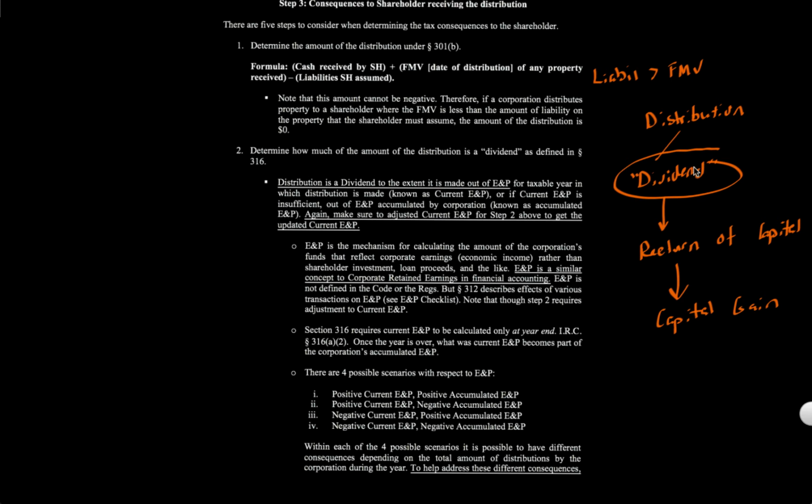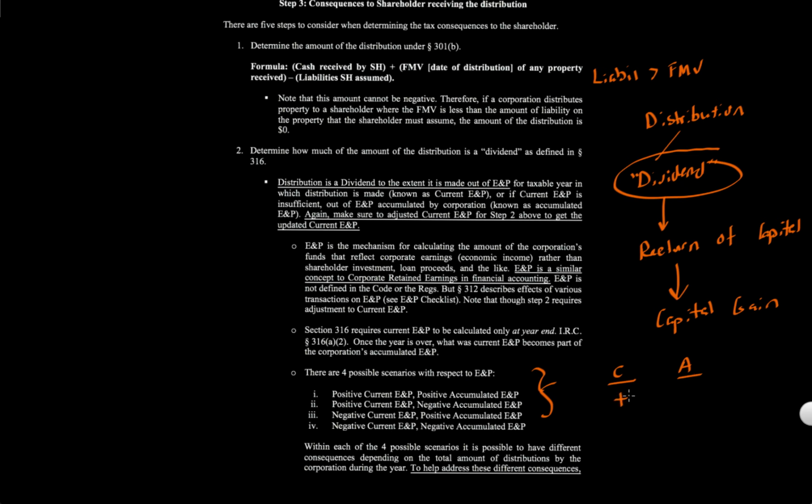Now, that includes current and accumulated earnings and profits. In this checklist, we're talking about different situations where current E&P and accumulated E&P can have different scenarios. So there's really 4 different possibilities. Let's call this current and this accumulated.